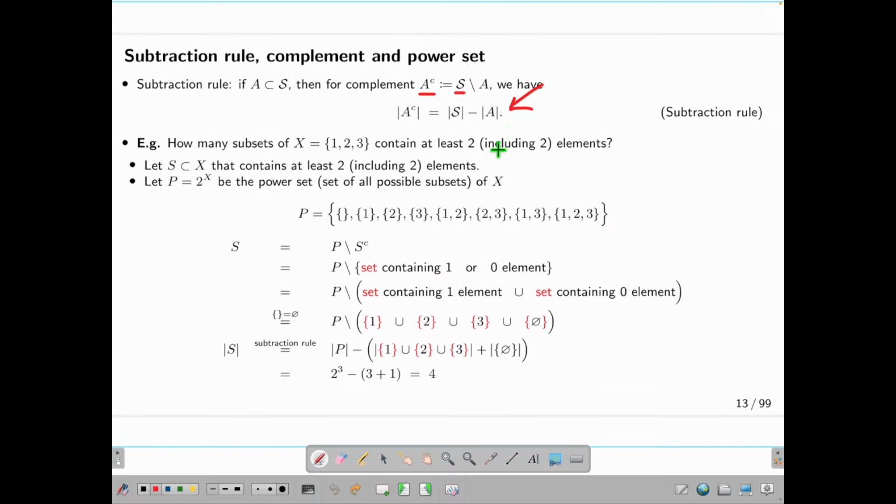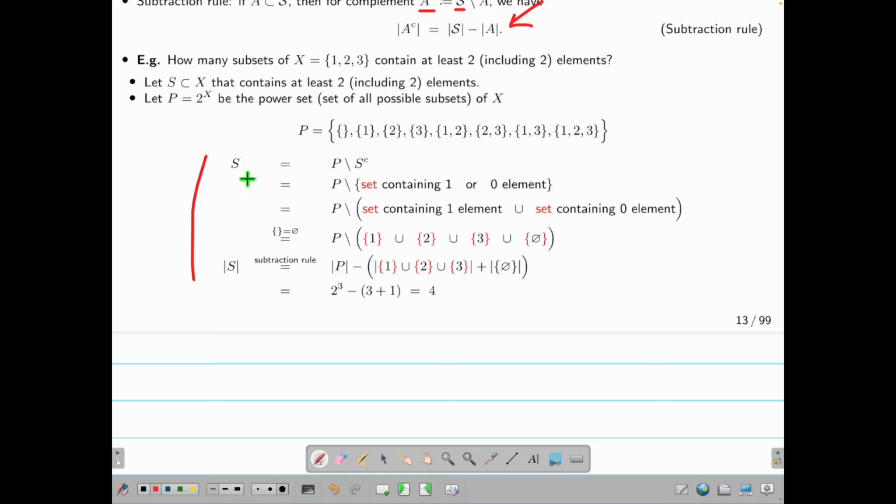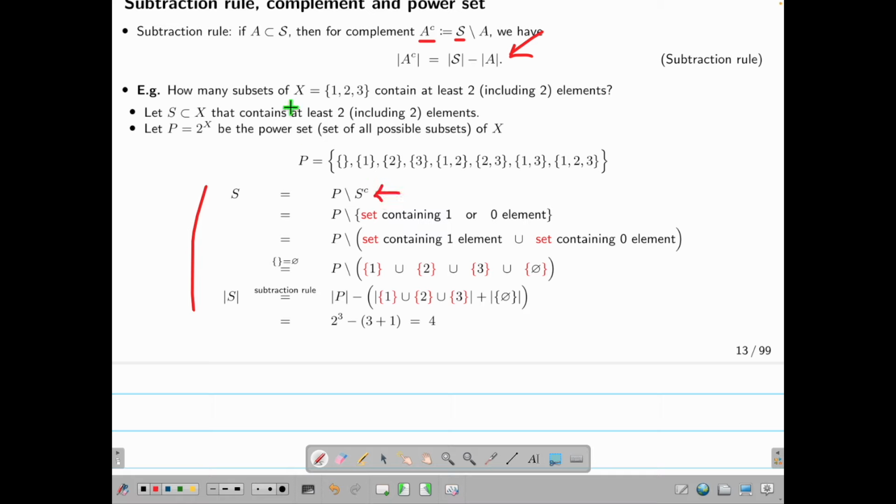What about if I use this formula? Then here, I have my S. S is P subtracting what? The size of this guy's complement. What is this complement? My S is at least 2. So complement means what? The opposite, or logic not. Okay, negation of the proposition inside the set S.